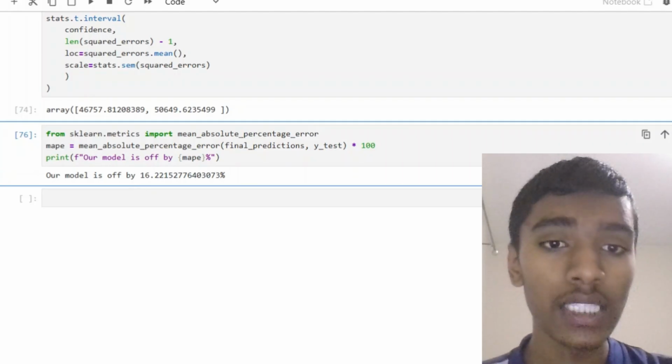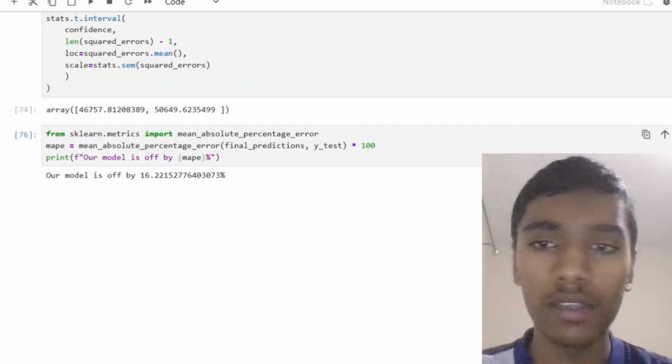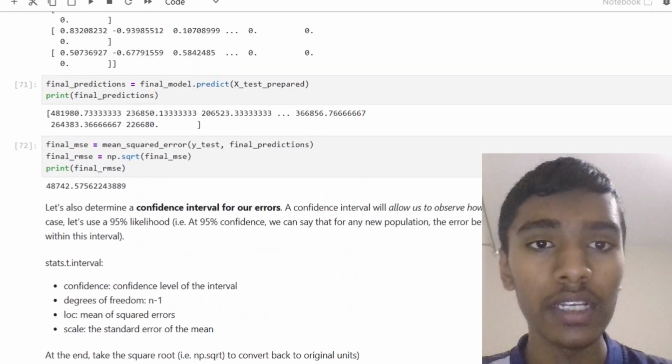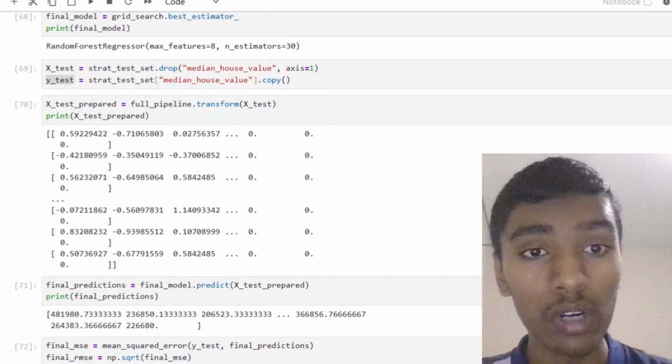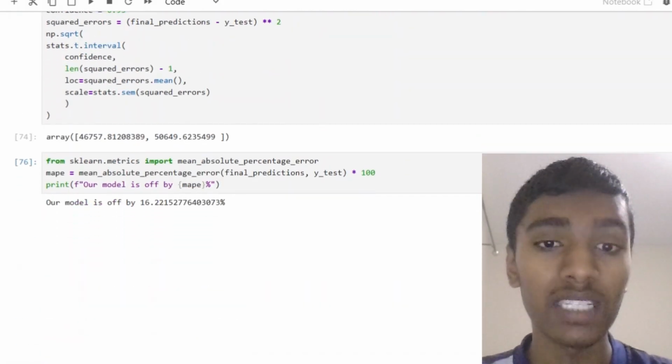And so that's how inaccurate our model is based on the test set. Again, this is based on our test set that we have. There is the end of basically working with our model. We were able to get a model that has a mean absolute percent error of 16%.